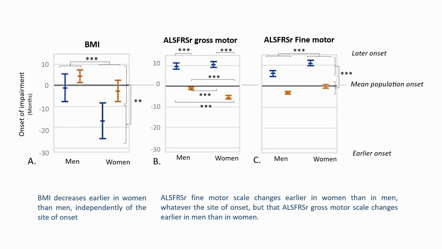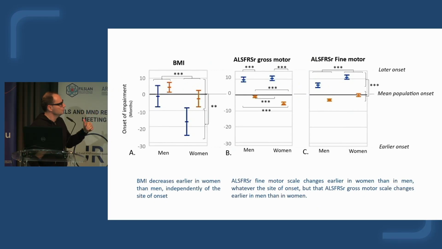I won't go into the details. It's more validation experiments and you will not learn something really new, but I think it's nice here to retrieve, for instance, that the body mass index decreases earlier in women than in men. And that is independent of the site of onset. Or also that the fine motor scale changes earlier in women than in men, whatever the site of onset, for instance.